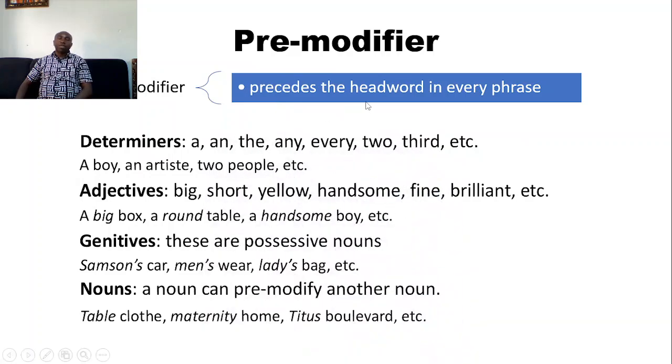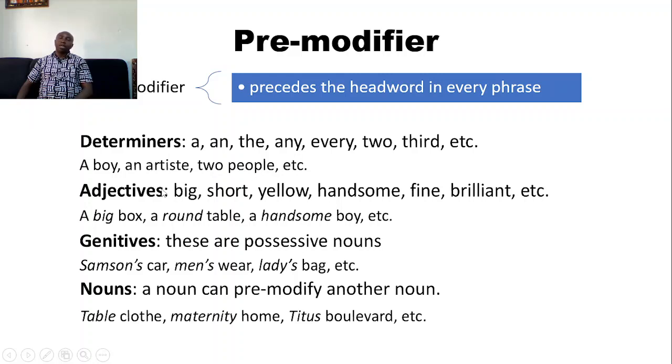Premodifier precedes the head word in every phrase, as we mentioned earlier, but there are some grammatical elements that function as premodifier in a noun phrase. The first one is the determiner. The determiners are a, an, the, any, every, two, three, and the rest. For example, a boy. A premodifies the boy, it is a determiner. An artist. An premodifies artist. Two people. Two premodifies the noun people.